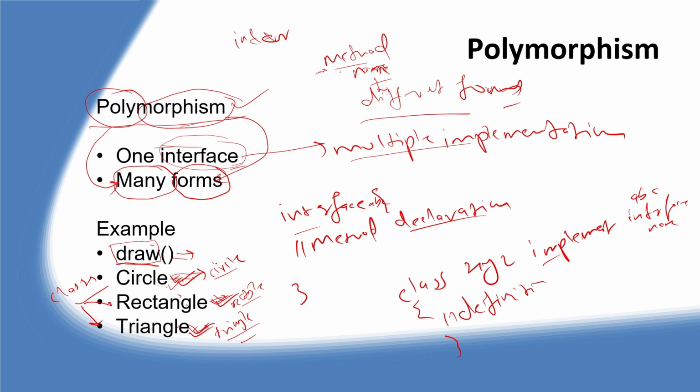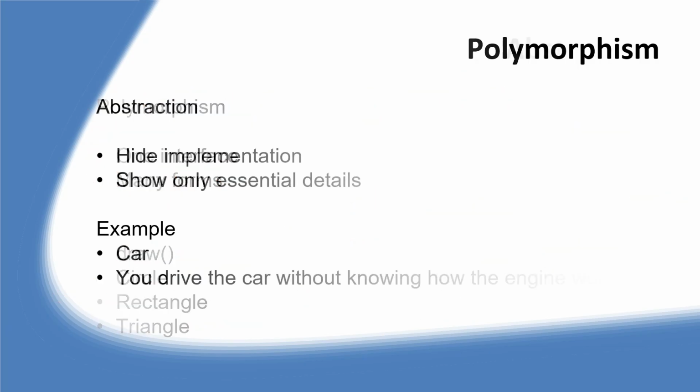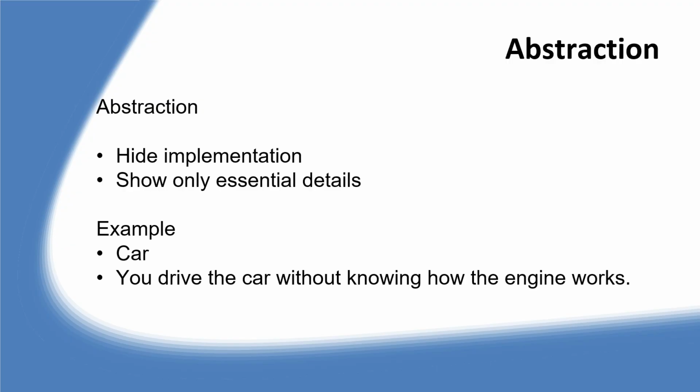So this is just an overview. We will read in detail. Now let's move to abstraction. Abstraction is a concept. Think of it like only showing essential details. Only showing the essential details to the end user.